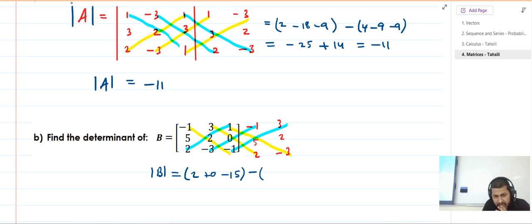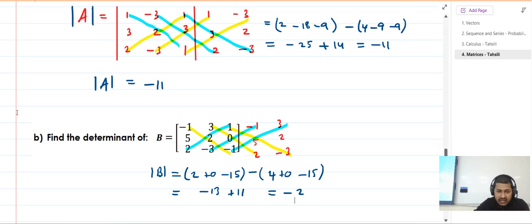So the up diagonal is 4. That's going to give me 0, and this will give me negative 15 up diagonal. See there? 3 times 5, 15, negative 15. So 2 minus 15 is negative 13. 4 minus 15 is negative 11. So plus 11. That's going to give me negative 2. Yes, and you can see the determinant is negative 2.